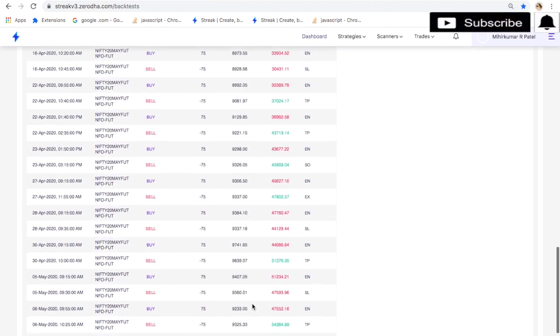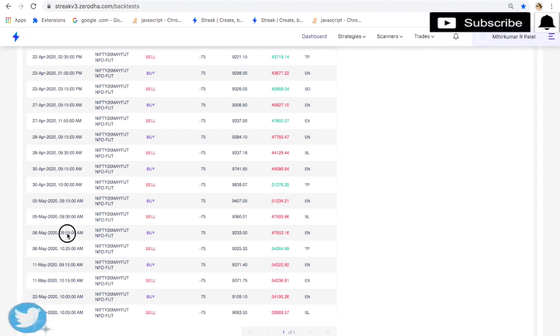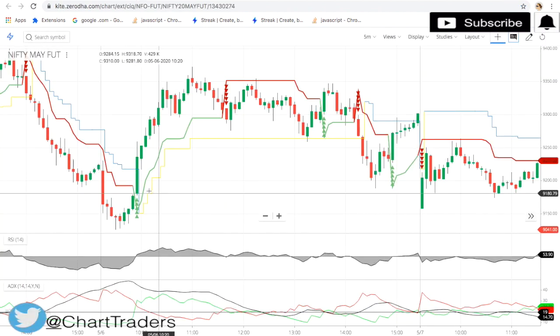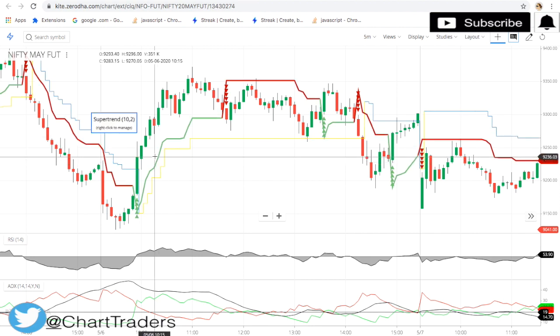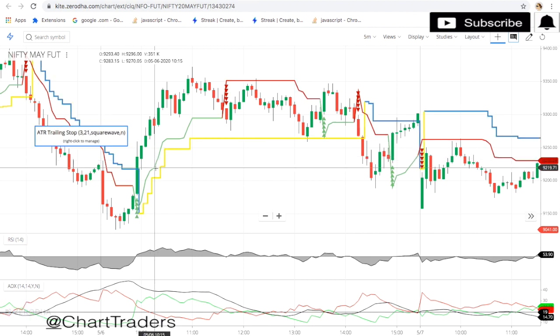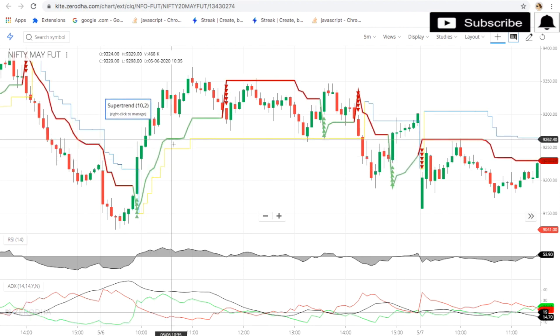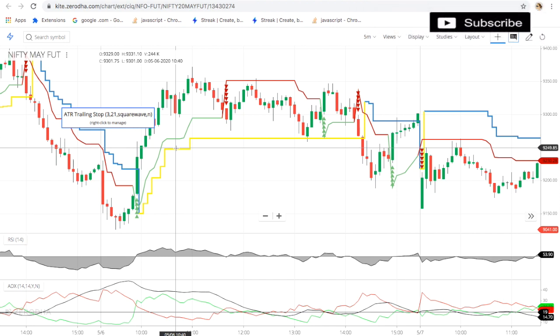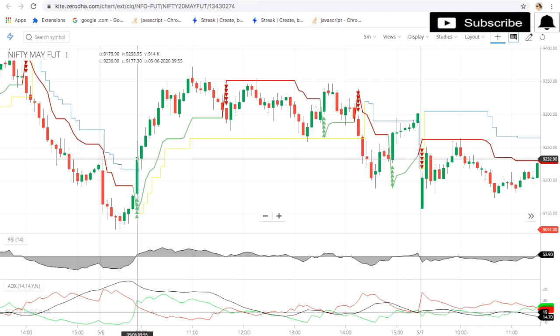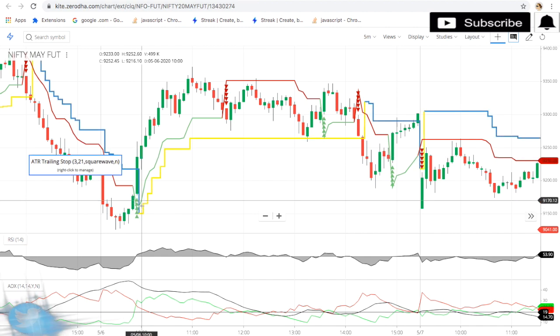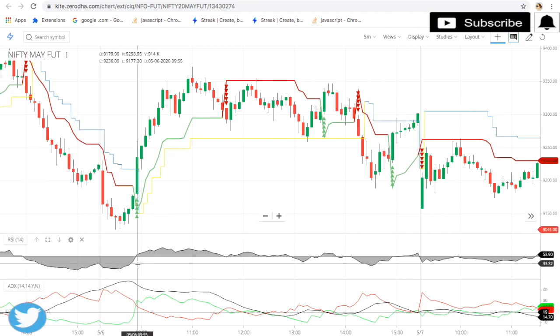Okay, so we are going to look at one. On 6 May at 9:55, the entry point is around 9233. The close is above the green Supertrend, 10-2, and the yellow and blue lines are your trailing stop loss. So the close is above this Supertrend and above this ATR. At the same time, RSI crosses 50. This is the entry point.